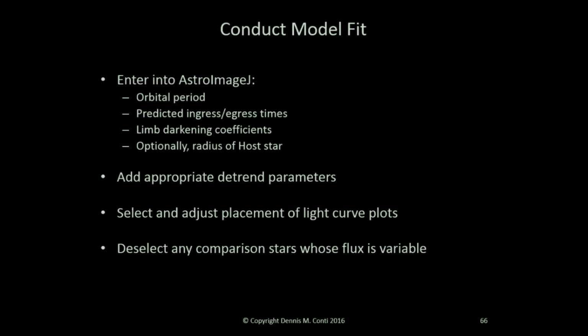We'll then be able to see through AstroImageJ how we can select and plot different light curves, for example, of the comparison stars. And this is necessary in order to be able to visually see if in fact there is any variability in the comparison stars. And finally, we'll see how we can deselect some of the comparison stars whose flux is variable in order to take them out of the model fit, or if in fact we see there's a lot of scatter in particular comparison stars.